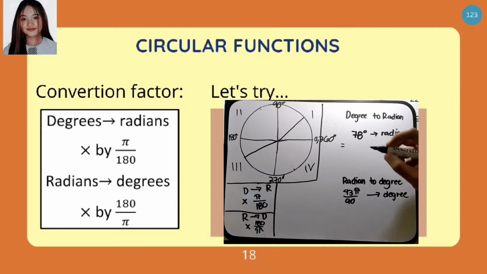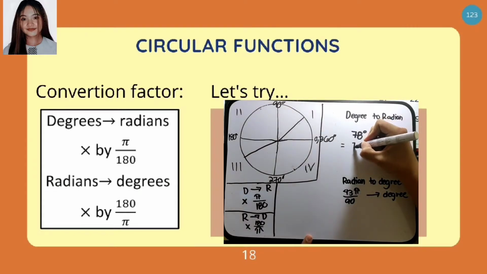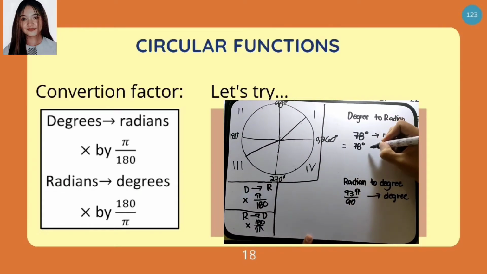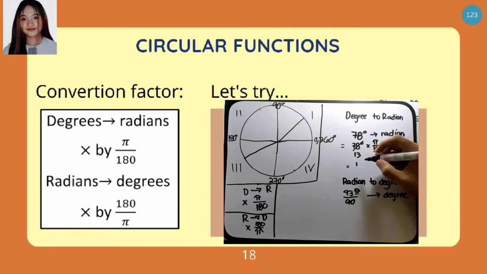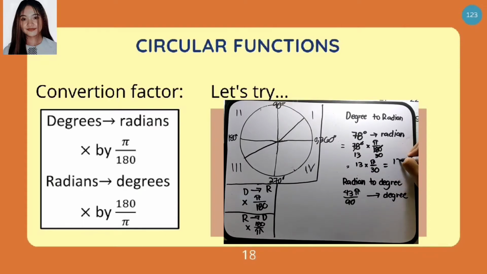Now let's try this example. First, we have 78 degrees. And since our given is degree, we are going to convert it into radian by multiplying 78 degrees to pi over 180. Then we're going to simplify it. Using the cancellation method, we are going to cancel 78 and 180. Then 78 will become 13 and the 180 will become 30. Then next, we will multiply 13 to pi. So we will have 13 pi all over 30.